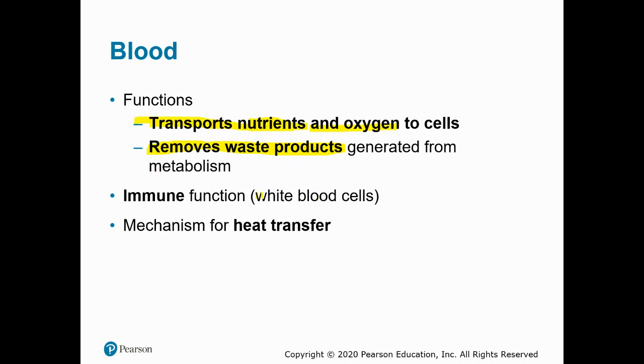And then we also have white blood cells, which all function in our immune system. So white blood cells support the immune system, or are components of the immune system.